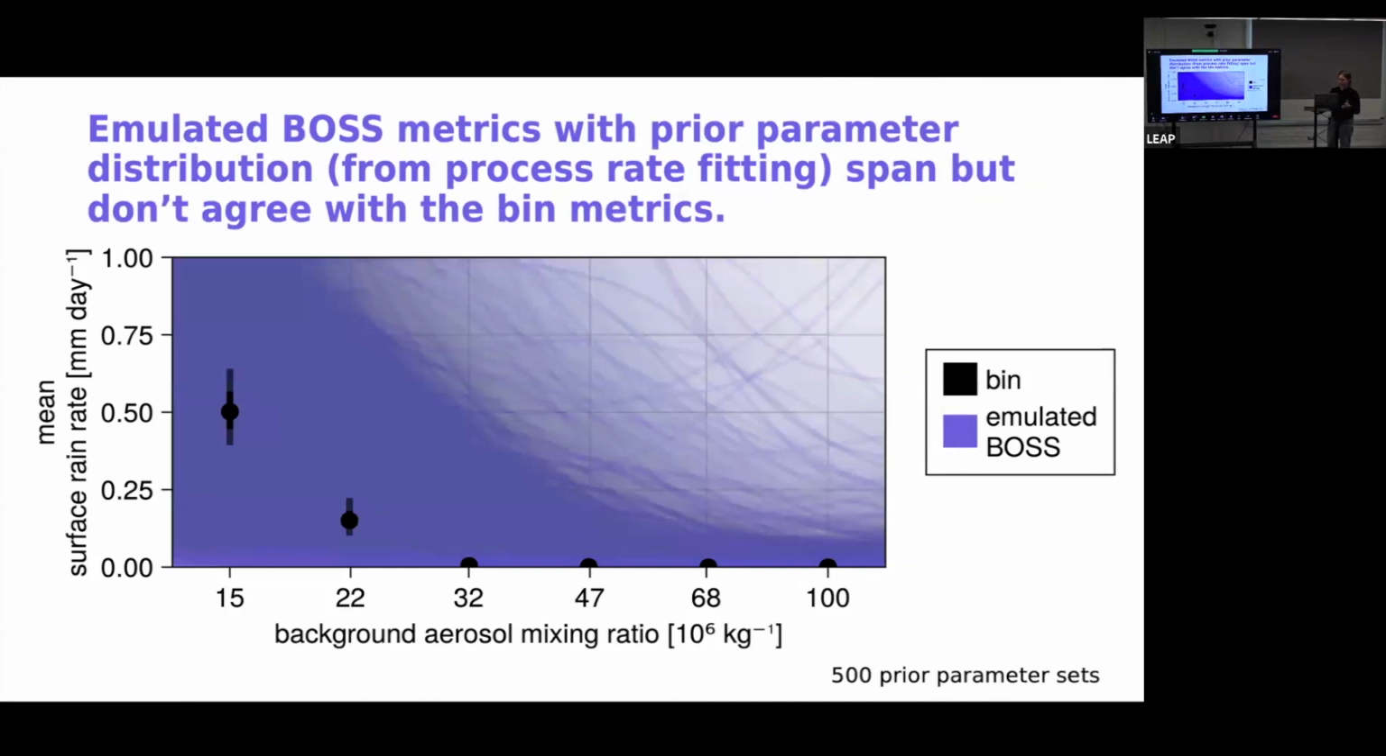Now I can add in 500 different prior parameter sets overlapping. And we can see that they span what the bin model is doing. Sorry, for context, this prior is coming from direct process rate fitting. But these prior parameters are not agreeing with the bin metrics.